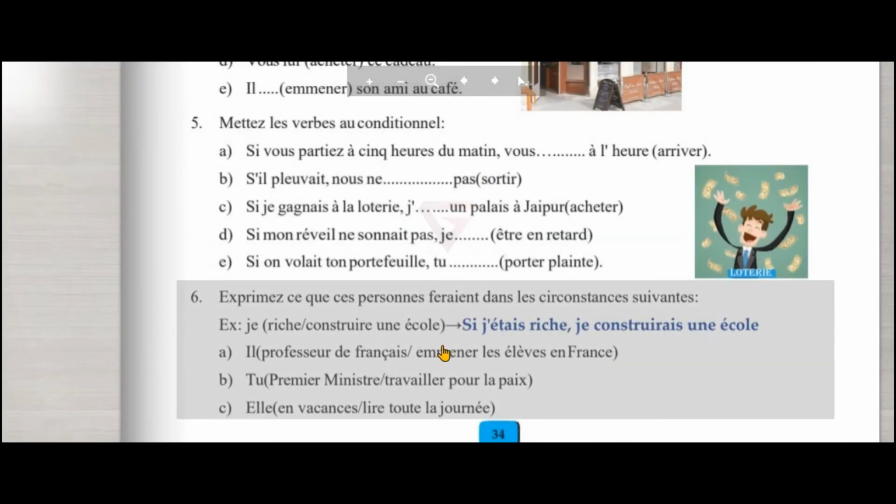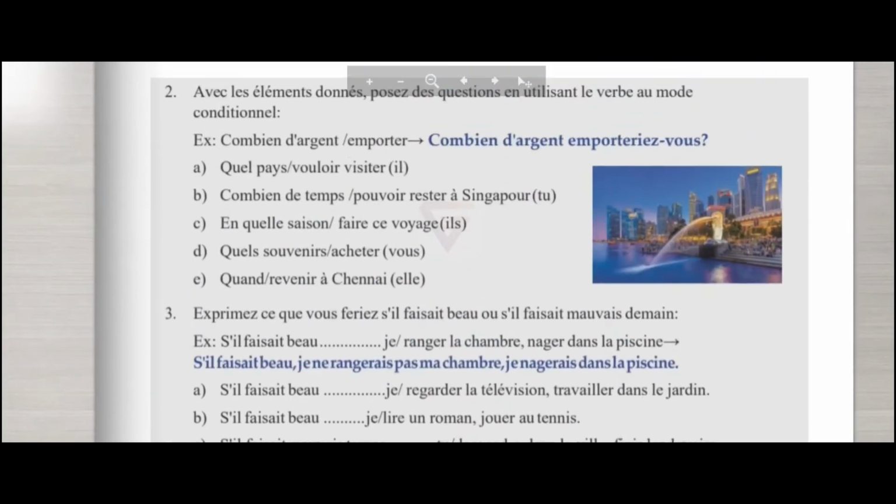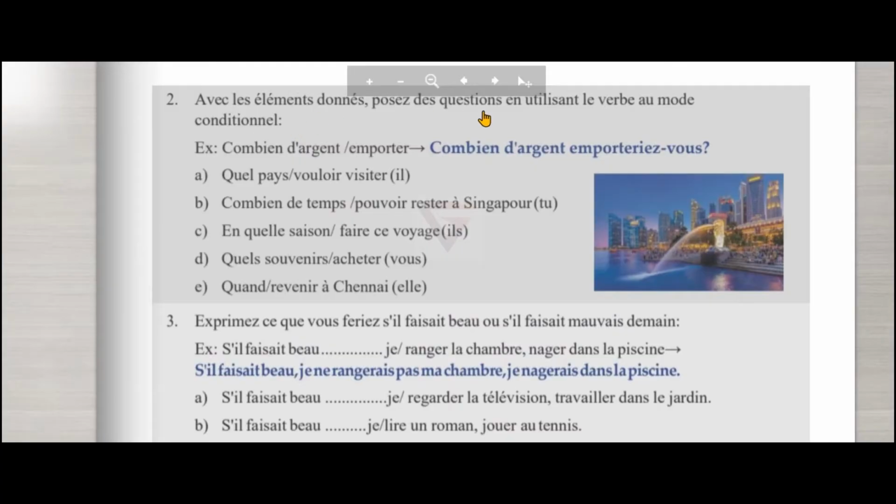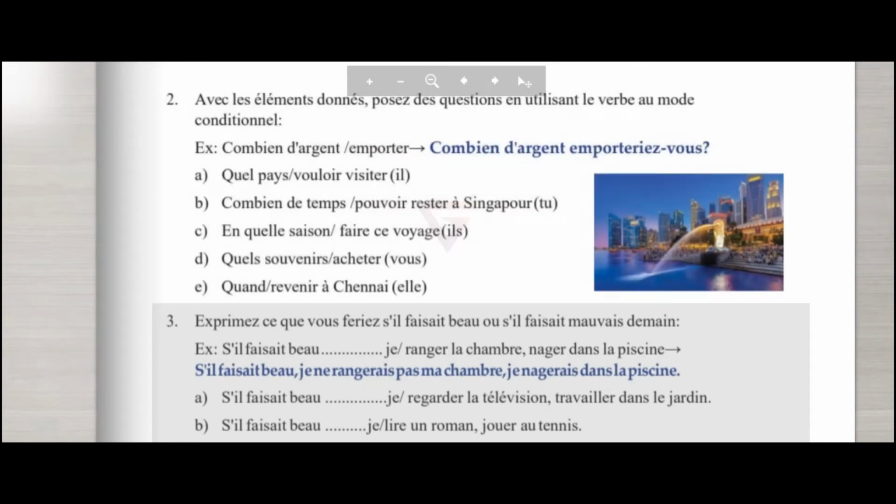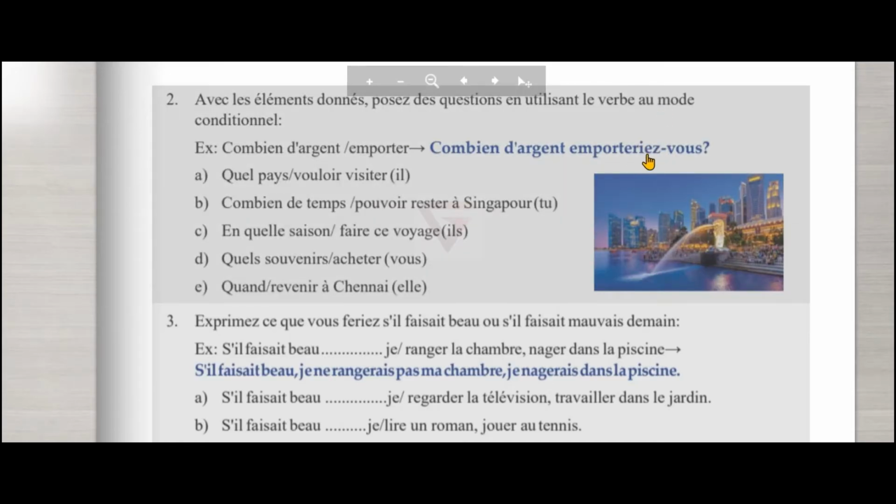And the next exercise again is going to be, with the elements given, they want you to frame questions using the conditional. They have given you an example here. So they say, combien d'argent emporter, meaning how much money would you take along? So again, it's an ER verb. So directly we are adding the ending IEZ, which is the imperfect ending for vous.